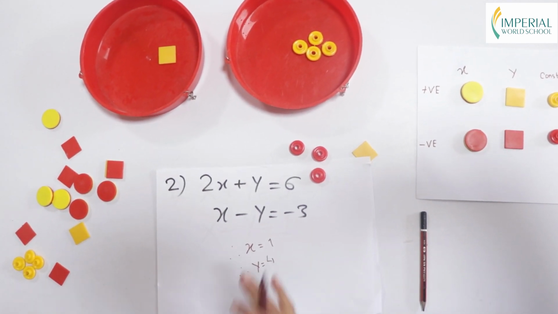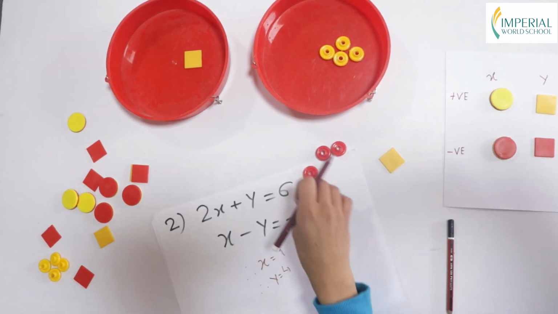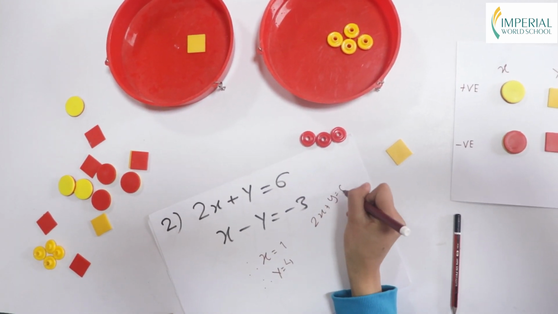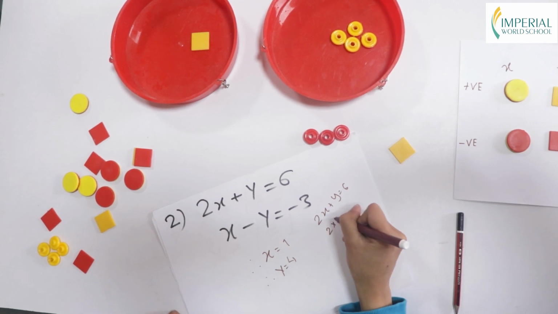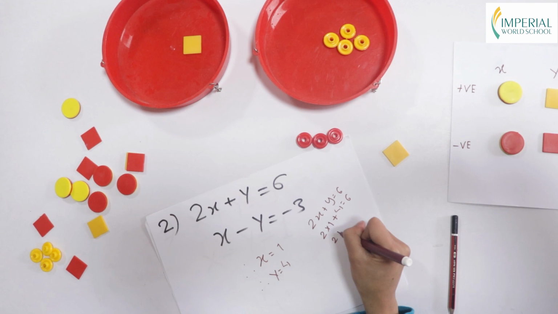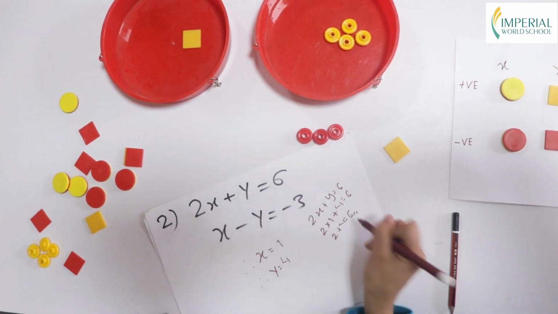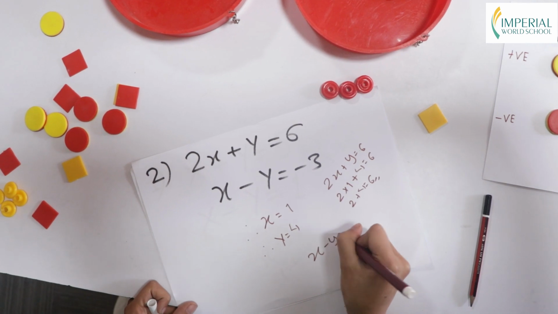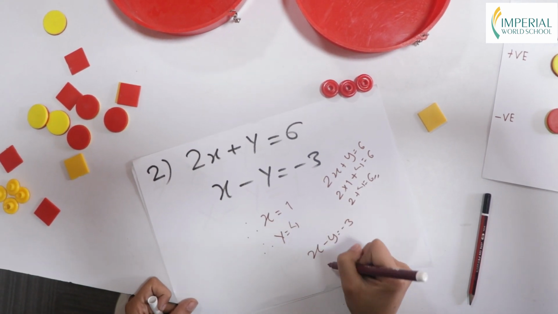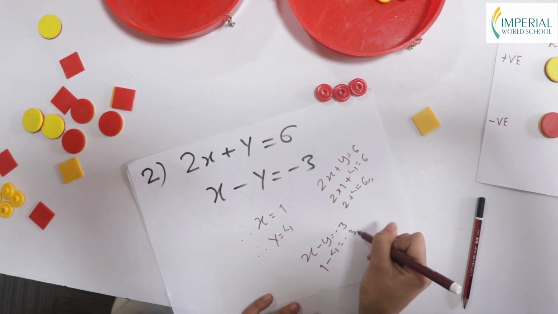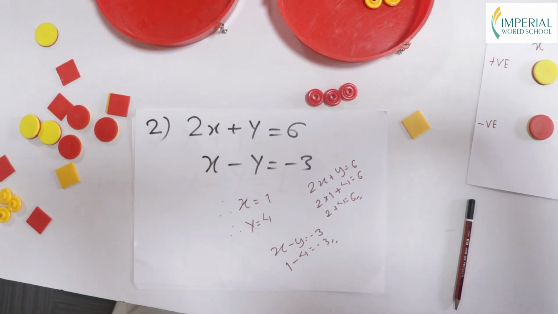Now it's time to check if the answers we got were correct or not. 2x plus y equals 6, so 2 into 1 plus 4 equals 6. 2 plus 4 equals 6. We got it correct. Let's try it for the second equation. x minus y equals minus 3. So 1 minus 4 equals minus 3. We got this one correct as well.